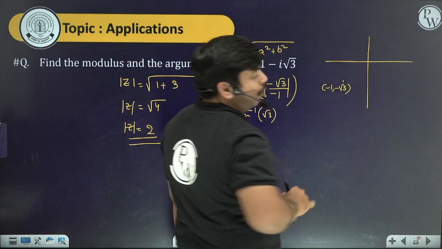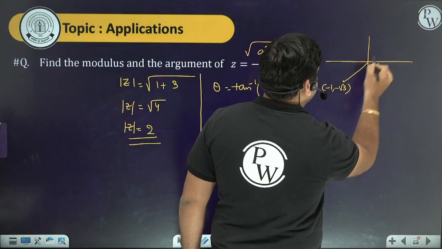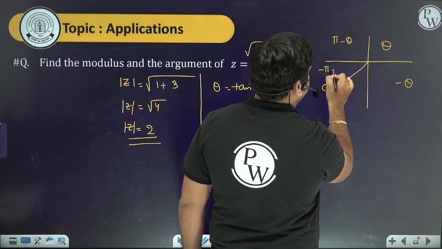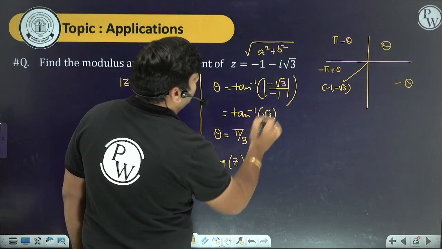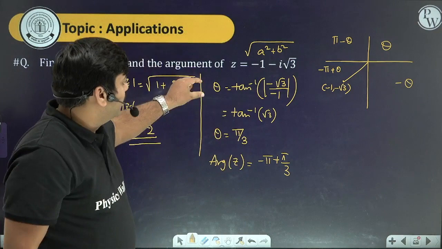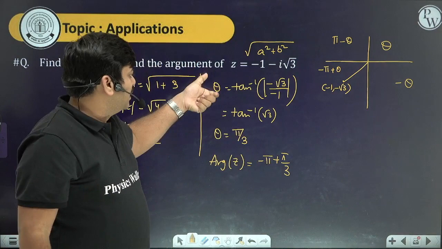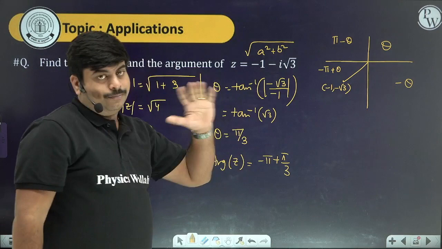Understand? So now, remember, if this is theta, here you will get pi minus theta, here you will get minus theta, here you will get minus pi plus theta. So the argument of z is equal to minus pi plus pi by 3. Friends, some books may prefer alpha here and then this one as theta. It's your wish. Whatever it is, the argument of z should be the final same value.